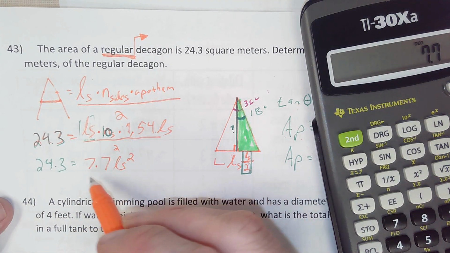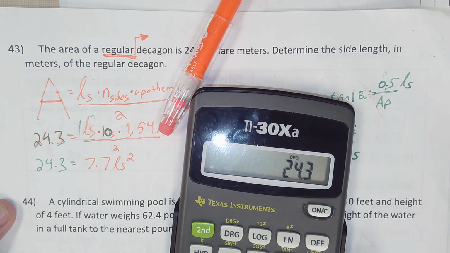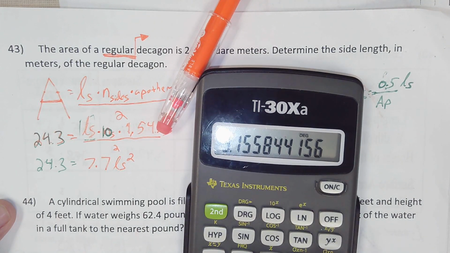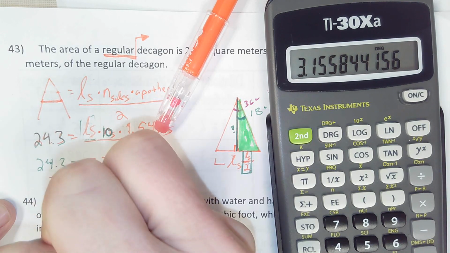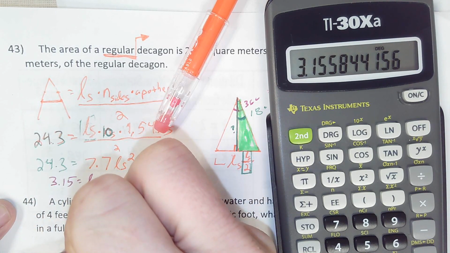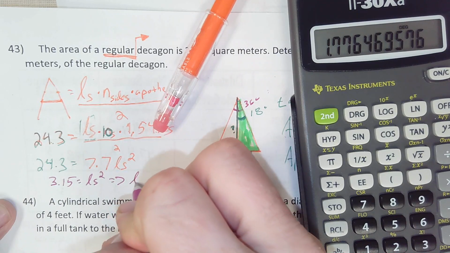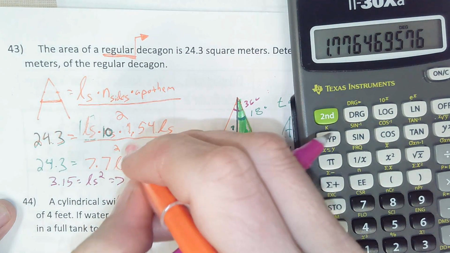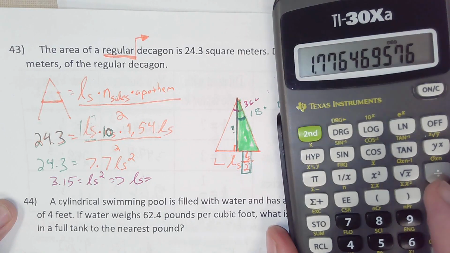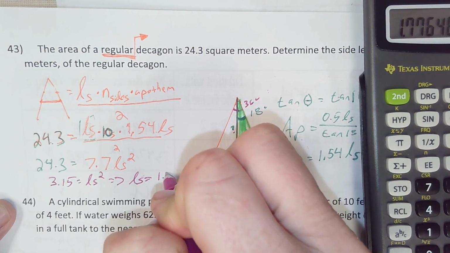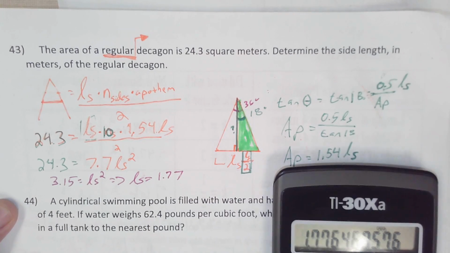All right, so now I can take 24.3 divided by 7.7, and that gives us 3.15. So 3.15 equals LS squared. So now I have to take the square root of that. So therefore, LS equals 1.77. So there is that one. Okay, a little bit of substitution and some trigonometry. That was a good one.